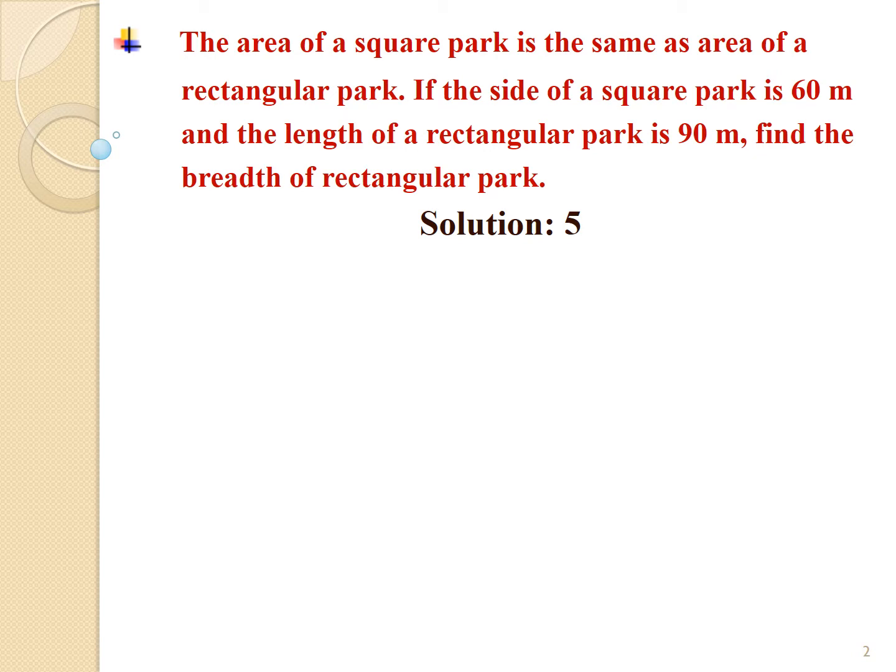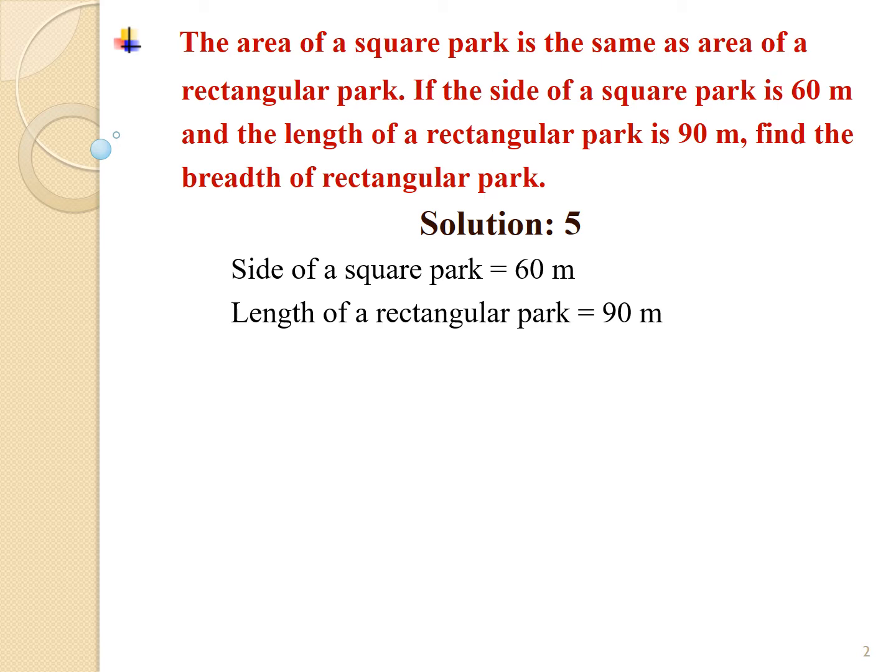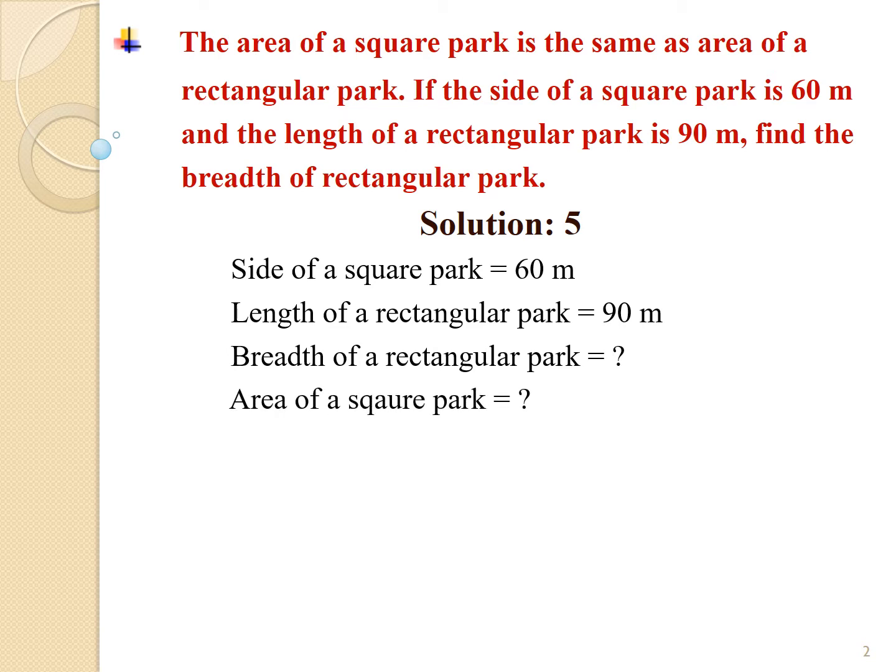And we know that breadth of a rectangle equals area divided by length. So, let us solve question number 5, by first of all finding out the area of the square park and writing the necessary information given to us. Side of a square park is given 60 meters. Length of a rectangular park is given 90 meters. Therefore, breadth of a rectangular park equals how much? And area of a square park equals how much?